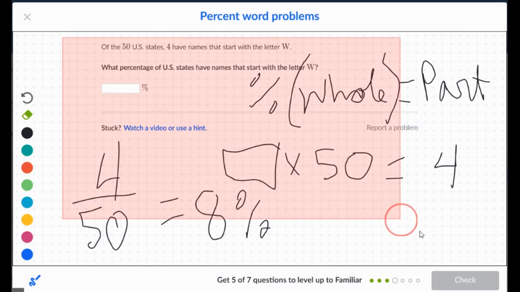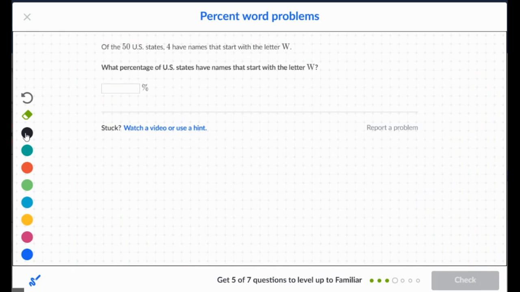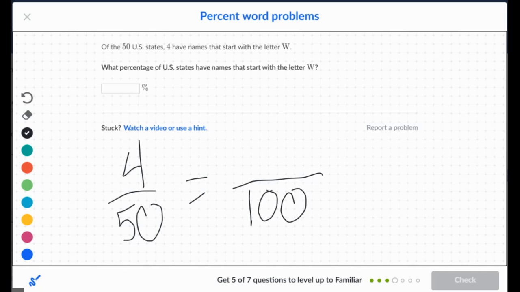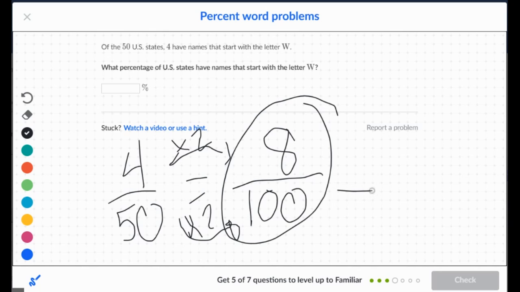The other way I can do it is that I can do my ratio method, and I have 4 out of 50, that's my part and my whole, is going to be what percent with a denominator of 100, because a percent is a fancy fraction with a denominator of 100. If I go from 50 to 100, that's times 2. So I need to do 4 times 2, and I get 8%. And this fraction turns into 8%.